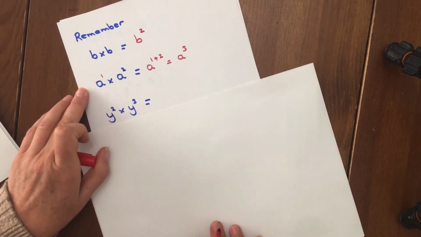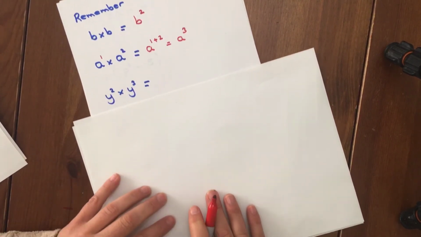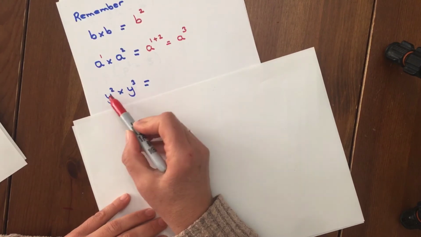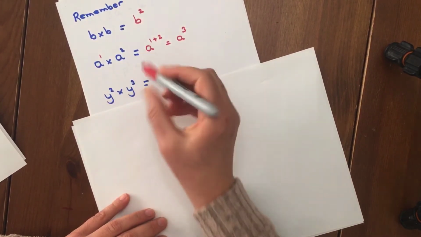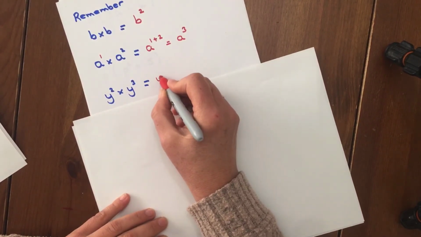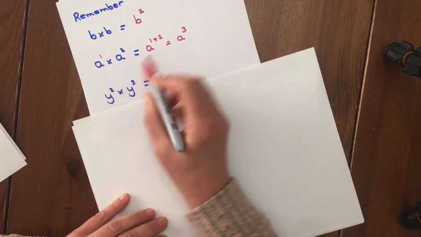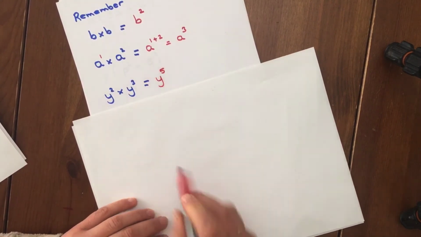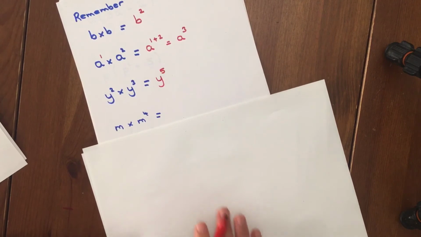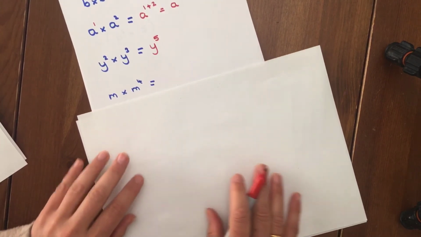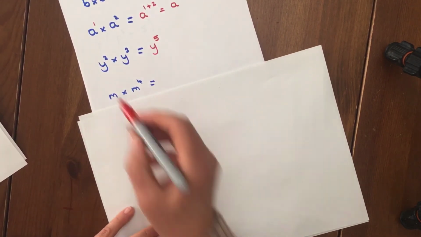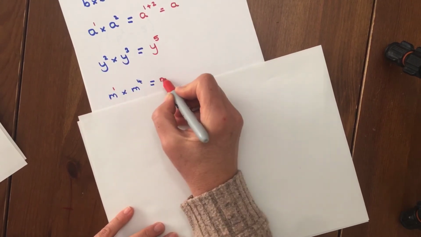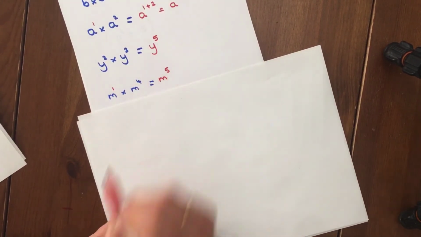Okay, using this rule of adding powers when we multiply, ensuring that the base is the same, what will this one be? So it'll be y, well, 2 plus 3, well done, is 5. Okay, you just do this last one, think before I do it. So this is a 1, and well done to everyone who knows the answer is m to the 5.